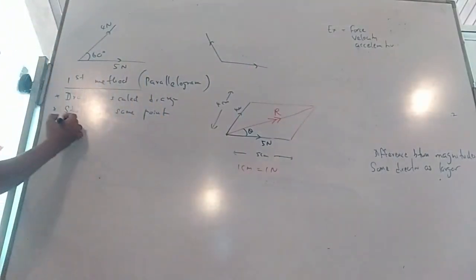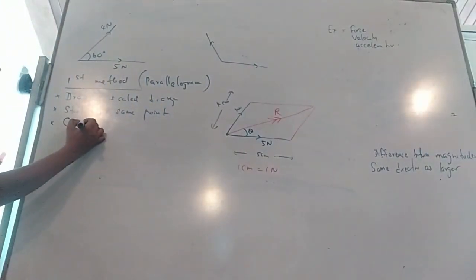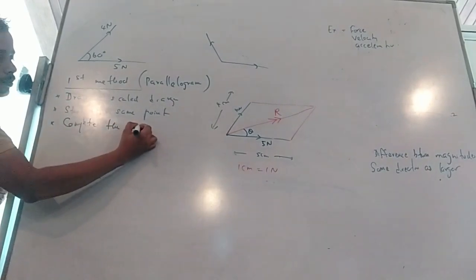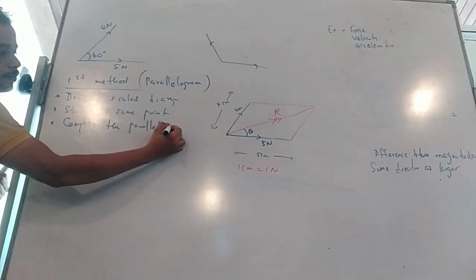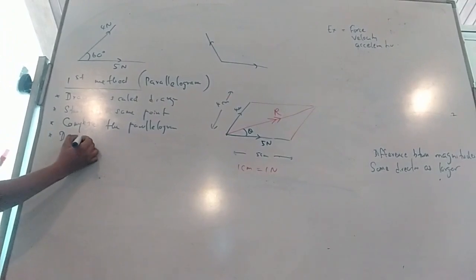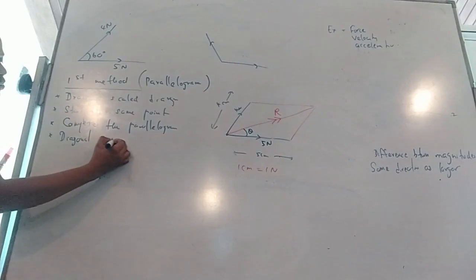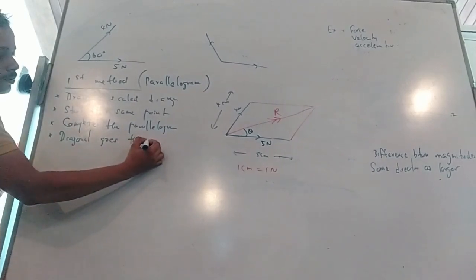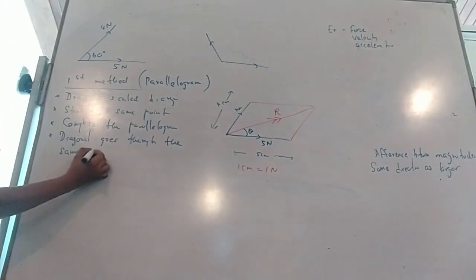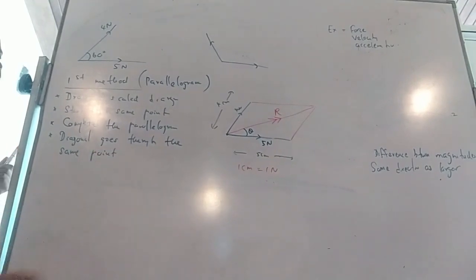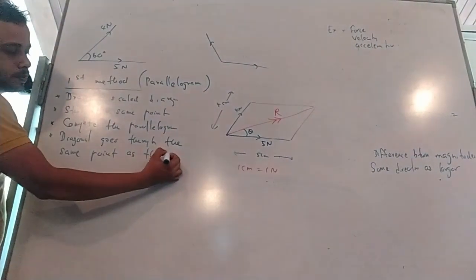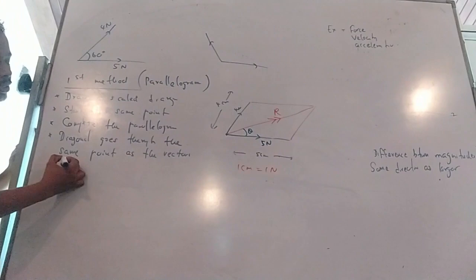So then complete the parallelogram. The diagonal goes through the same point as the vectors and gives the resultant.